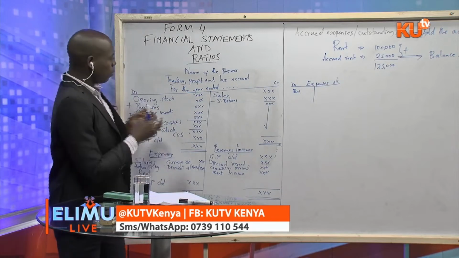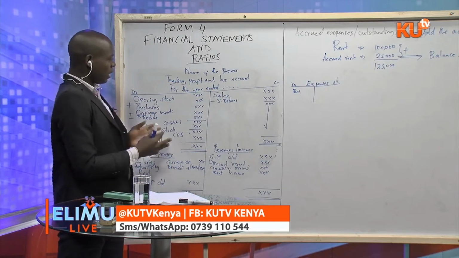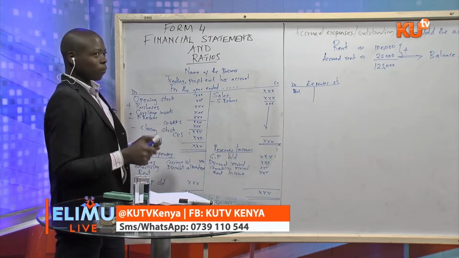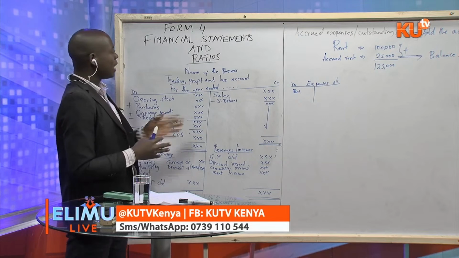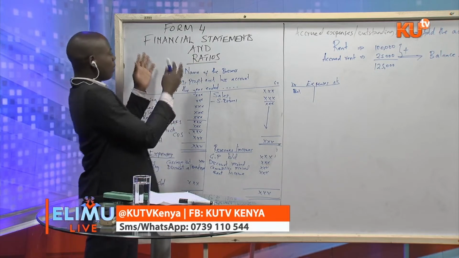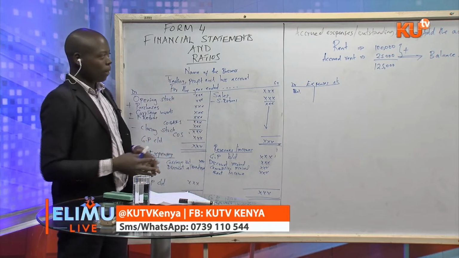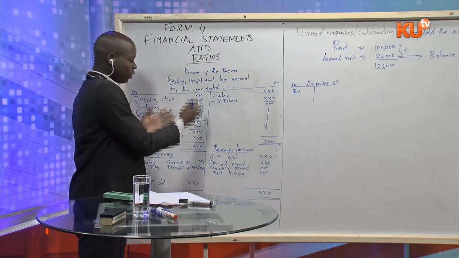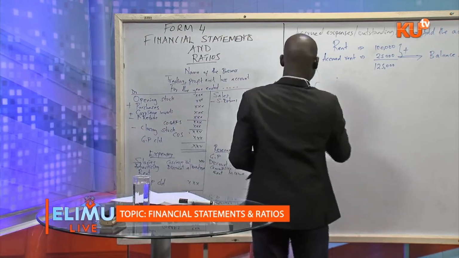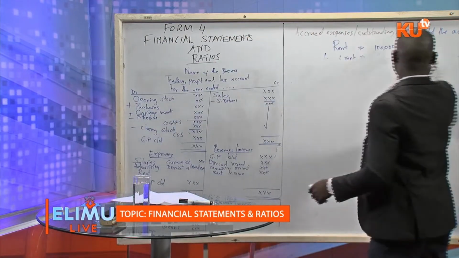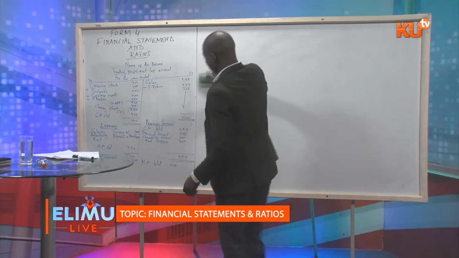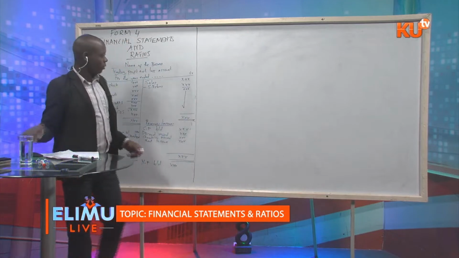Now, number two, once we know how to prepare the trading profit and loss account, we need to understand how we are going to calculate the ratios, because this topic is about financial statements and ratios. So how do we calculate ratios from these statements? That is what I want us to discuss now. We discuss how we calculate different ratios that are very important in our lesson.